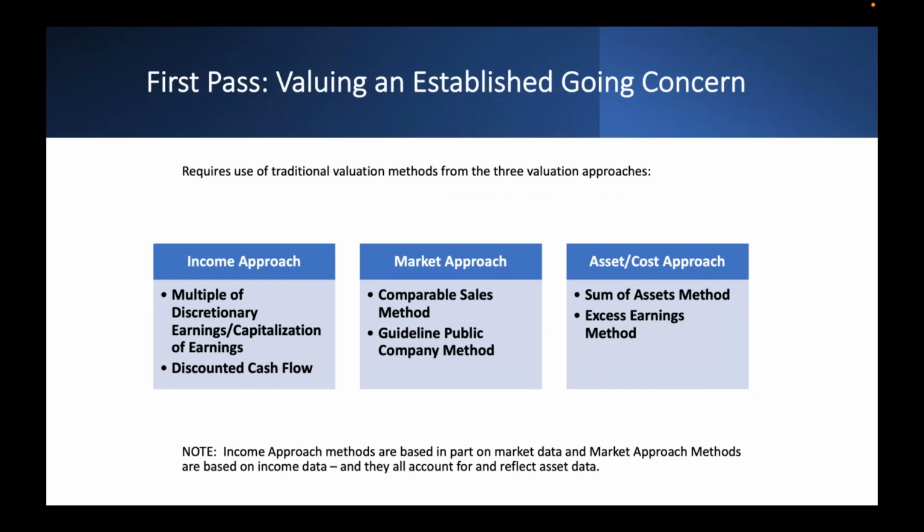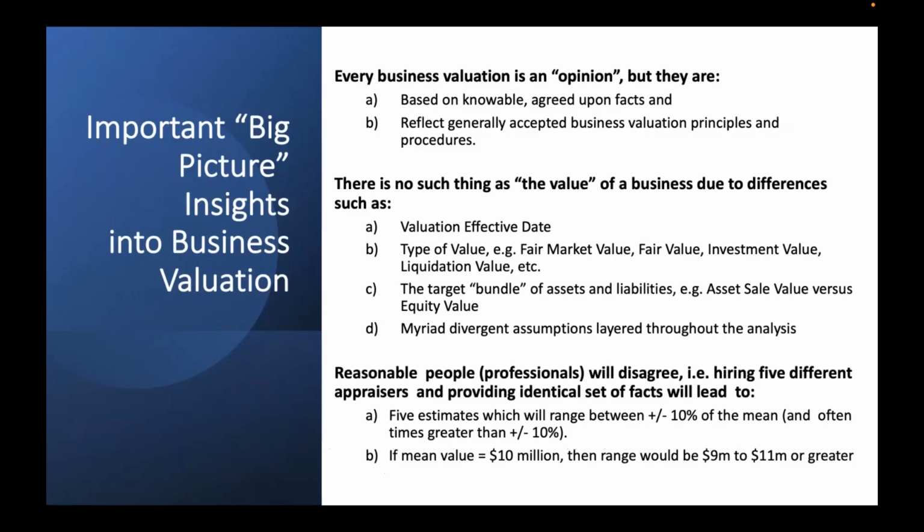So Ryan is going to address this in more detail, but just for perspective, if you are valuing a going concern, you're basically using valuation methods from one of the three primary approaches. And these approaches are the same as what are used for real estate: income approach, market approach, and the asset approach. But I'll leave that discussion for Ryan, and we can go to the next slide.